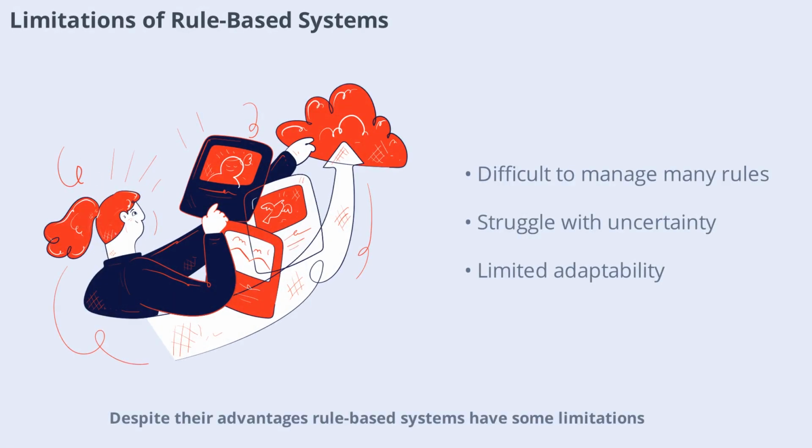Despite their advantages, rule-based systems have some limitations. They can become difficult to manage as the number of rules grows, leading to conflicts or inconsistencies.